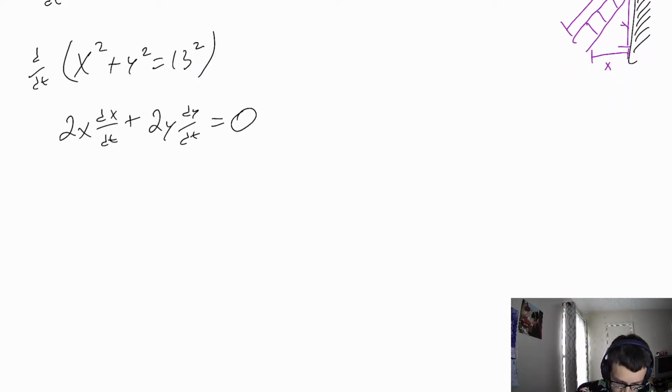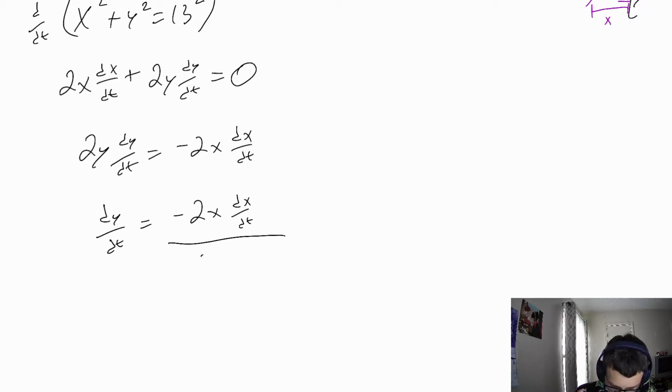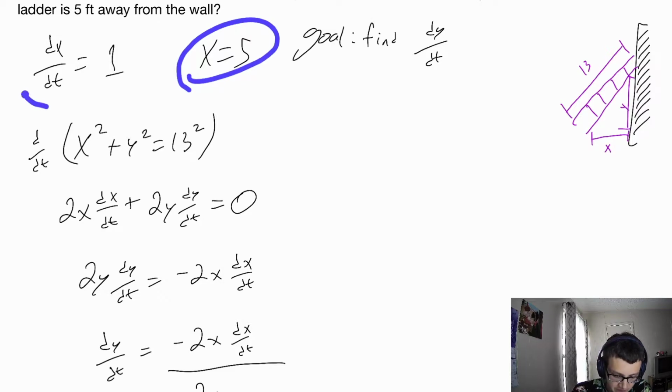So now we get everything with dy/dt to one side. We get that 2y dy/dt equals minus 2x dx/dt. And so then finally we have that dy/dt equals minus 2x times dx/dt all over 2y. We know our value of x, we know our value of dx/dt.